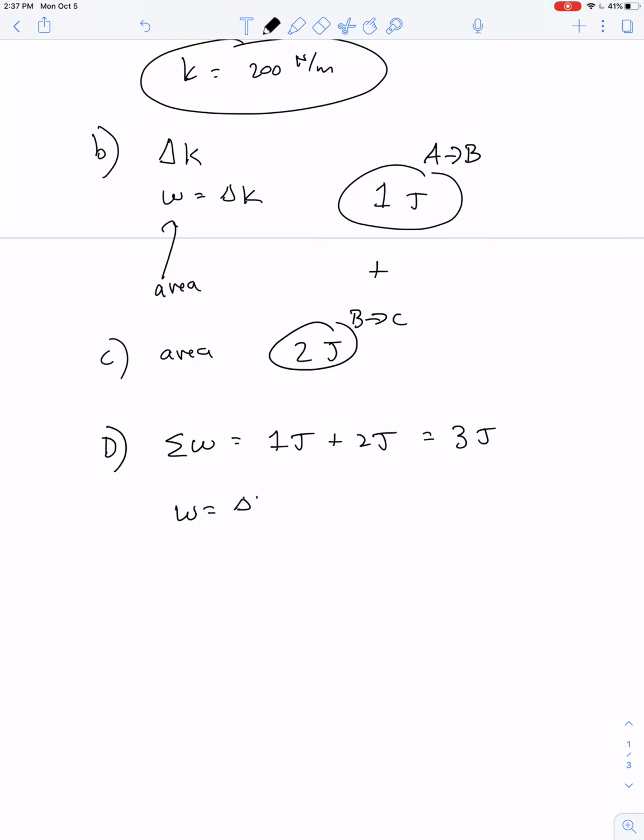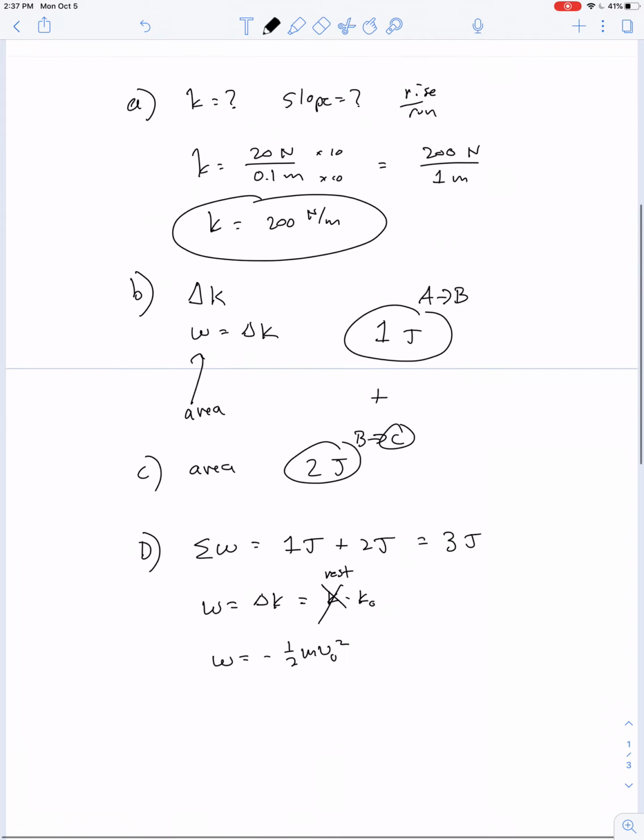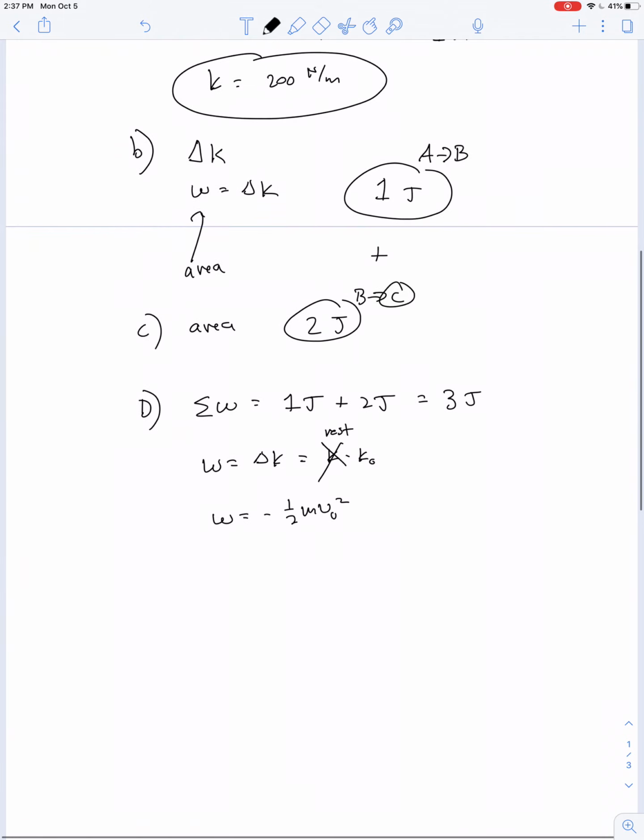That work is change in kinetic energy, which is final minus initial. But the final kinetic energy at point C is 0 because it comes to rest. So the work is equal to negative the initial kinetic energy, or negative 1/2 mv initial squared. But we're really just interested in the magnitude here, right?